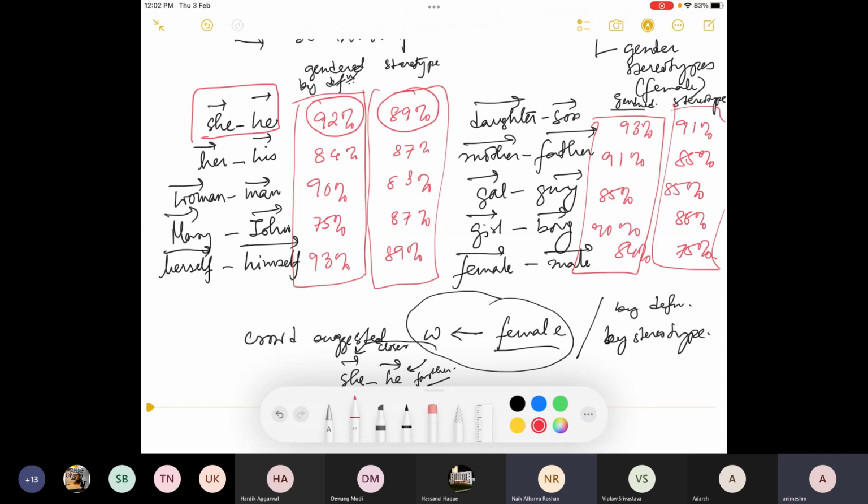Okay, so tomorrow we will see how they collate all these gender directions into a single vector, which they will start calling the gender subspace. So we'll stop here.